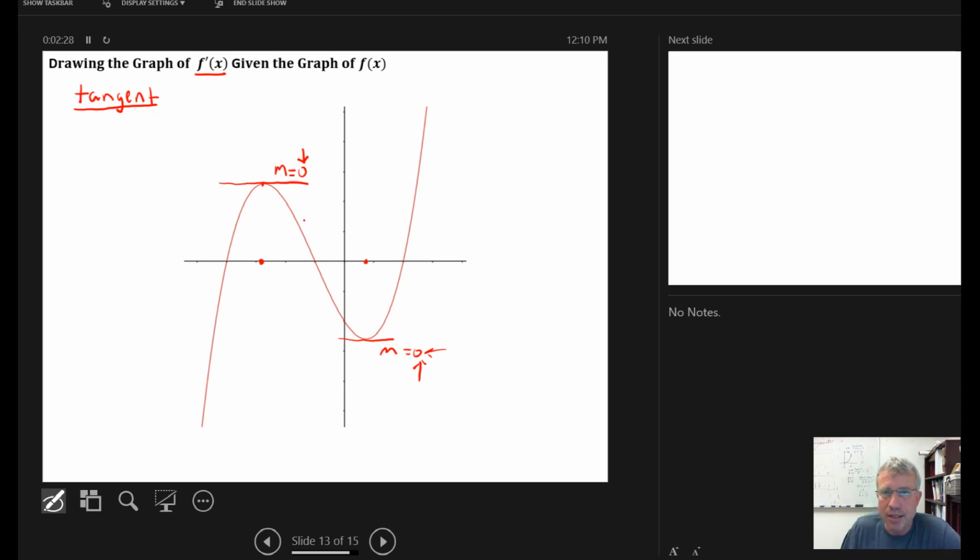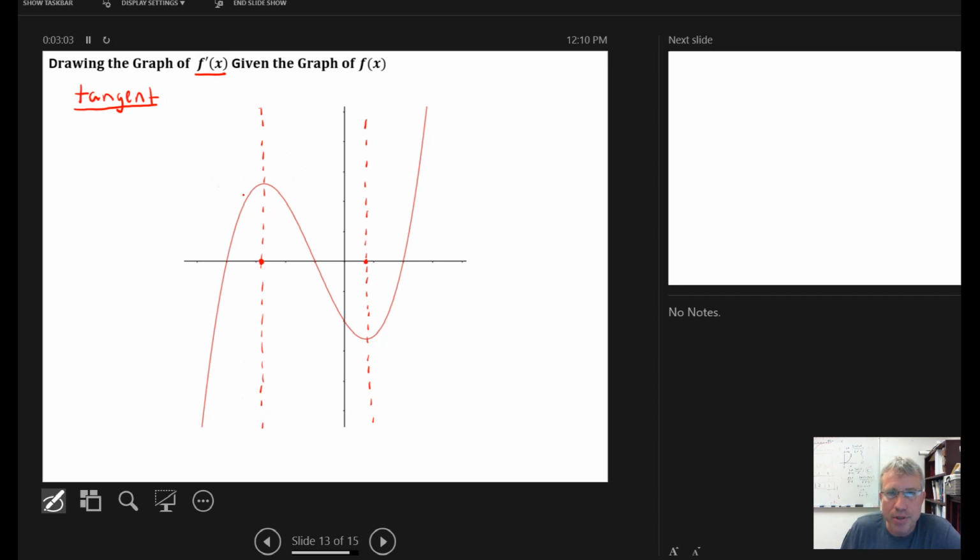Then as a graphical aid, I'm going to dash in a vertical line through that point. And then I just draw in a vertical line through the other point I drew. So vertical lines at the places where the tangent lines had slopes of 0. And this is not needed, but it's an aid for sketching the graph.